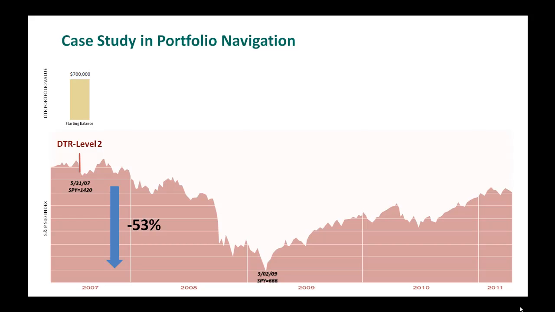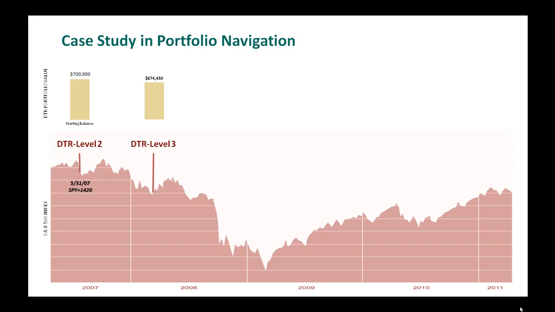In March 2008, her account balance has declined to $674,450, which changes her DTR to 8%. Martha's account is moved to the DTR Level 3 portfolio, which contains a higher percentage of equity exposure.